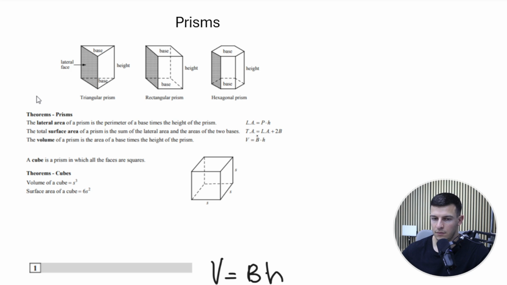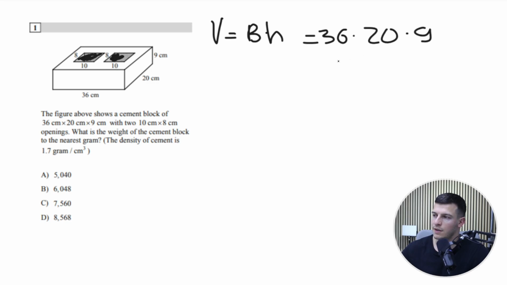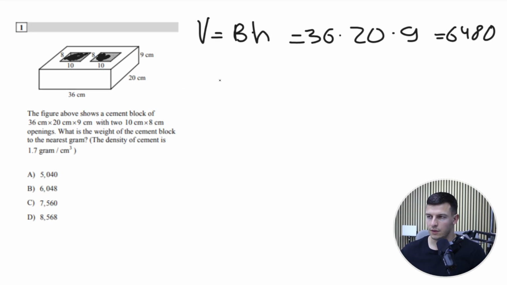Volume, base times height. So, what is our base? Our base is equal to 36 times 20, and the height is 9. So whatever this is, that's going to be our height. I could calculate that and tell you the answer. So that's going to be 36 times 20 times 9, 6480. So that's going to be the volume of the total.